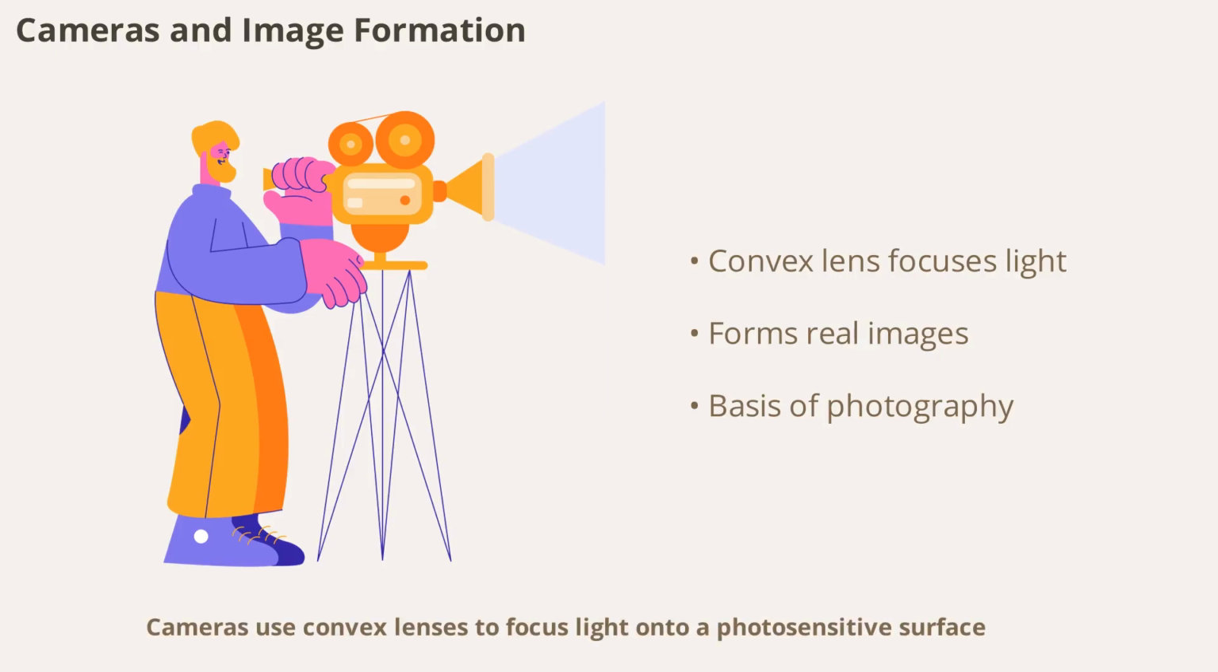Cameras use convex lenses to focus light onto a photosensitive surface, such as film or a digital sensor. By adjusting the distance between the lens and the sensor, cameras can capture sharp images of objects at various distances. This principle is the foundation of photography, allowing us to record and share moments from our lives.